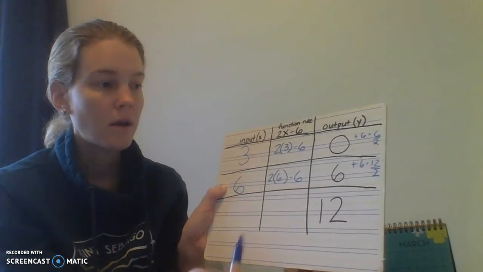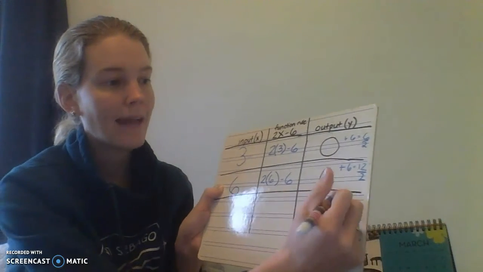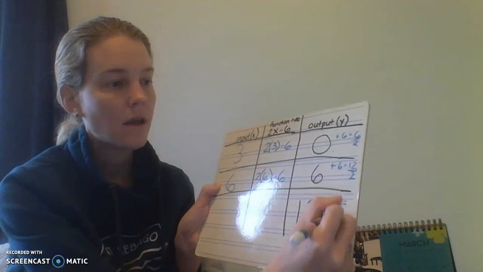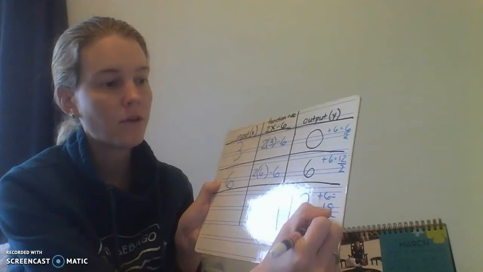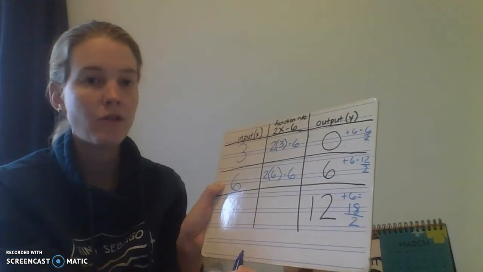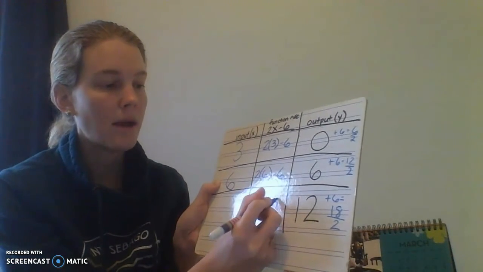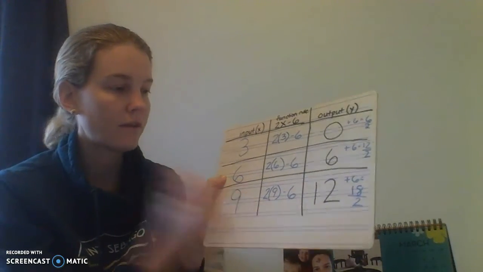For the last one, again, use the inverse operation of subtraction. So I'm going to add 6. 12 plus 6 equals 18. And then I'm going to use the inverse of multiplication, which is division. I'm going to divide by 2. 18 divided by 2 is equal to 9. Check: 2 times 9 minus 6. 2 times 9 is 18. Minus 6 is equal to 12. So my x value is 9.